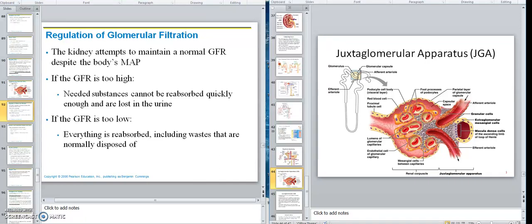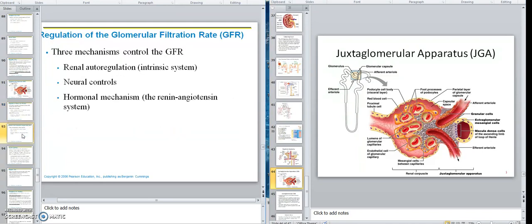Okay, class, we're now looking at the regulation of glomerular filtration rate. This actually piggybacks on the last video we did, which was the juxtaglomerular apparatus. All right, where we are is the kidney attempts to maintain a normal GFR despite the body's blood pressure. If the GFR is too high, we mentioned, then substances cannot be reabsorbed correctly. If it's too low, everything's reabsorbed, but the kidneys also become damaged because there's not enough blood pressure to the kidneys.